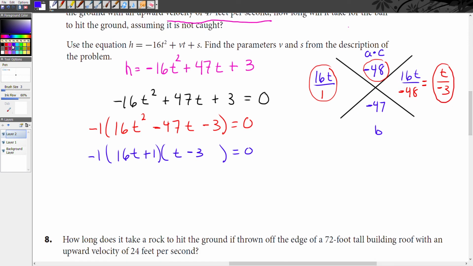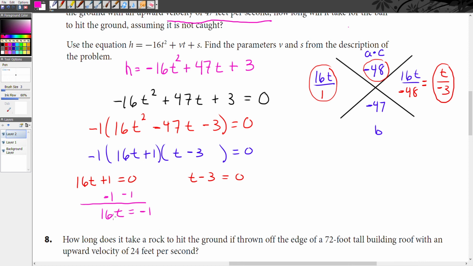We get a little bit more room up here. So then I am going to now set each of these binomials equal to 0. So I have 16t plus 1 equals 0, and I have t minus 3 equals 0. So let's solve this first one here. I'm going to subtract 1 from both sides, and I get 16t equals negative 1. Now, before I continue solving this, let's think logically. We are measuring time in seconds. And as we discussed before in class, you cannot measure time in negative numbers, okay? Because none of us owns a time machine.